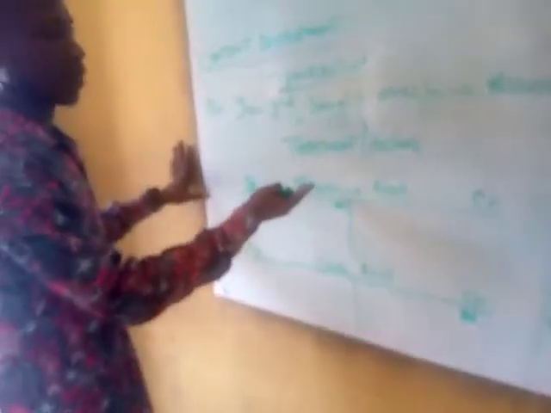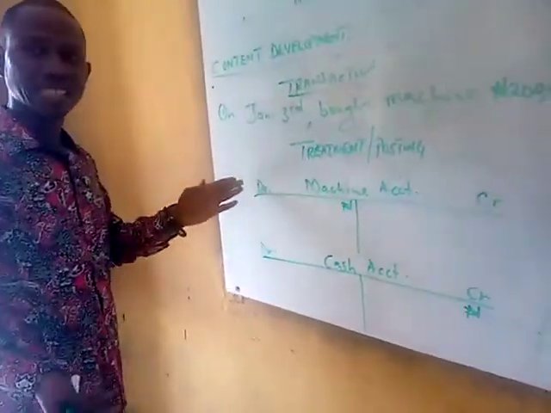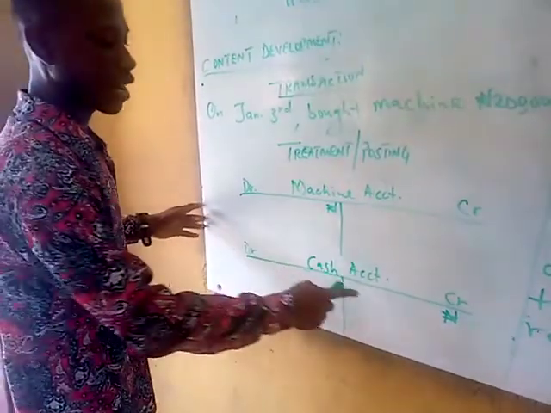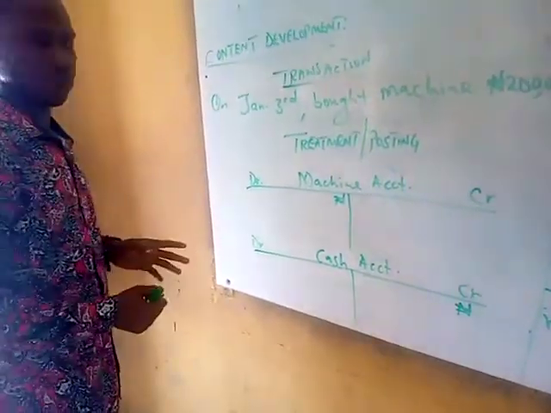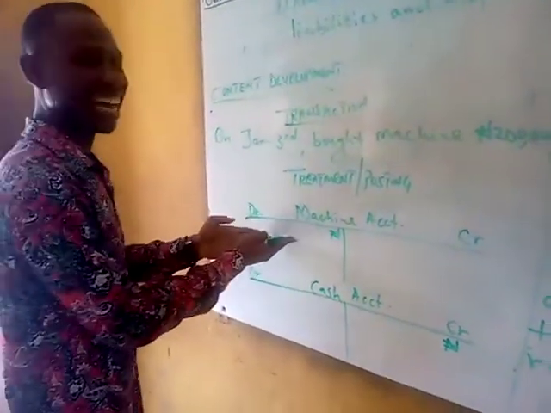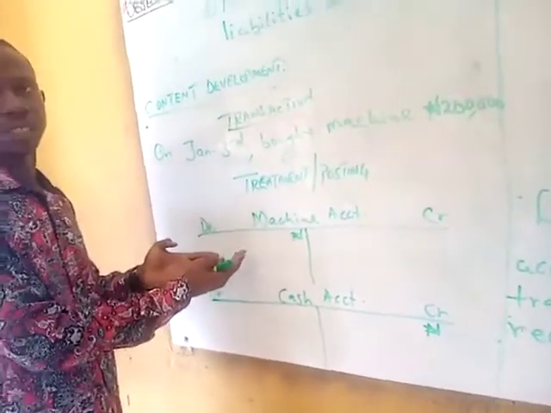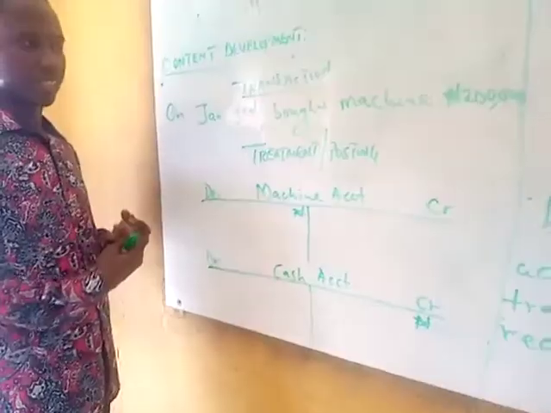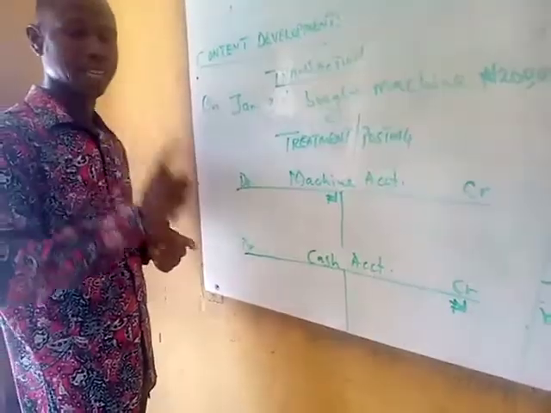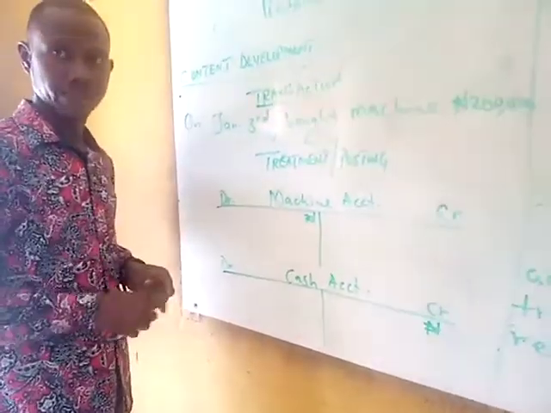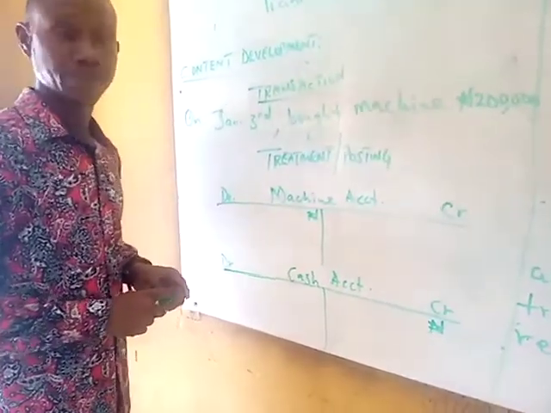So it means that we are going to debit machine account while we credit cash account. Why? Because machine account has received value. We bought machine, so the machine account is the receiving account. That's what I say: you debit the receiver and you credit the giver. That's the double entry principle.